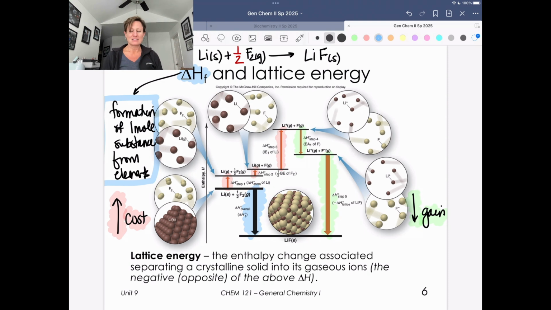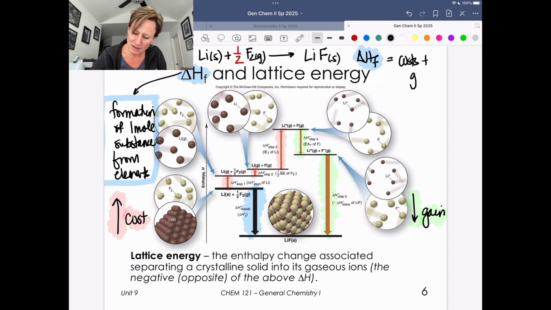Remember when we were doing this analogy here? Here was our net. Okay? So this is our net reaction. This is going to be our delta HF. This is going to be the sums of our costs and our gains for this overall process, and that is going to be delta HF. So delta HF here is going to be what we have in blue, and it's the sum of all of our costs and our gains.